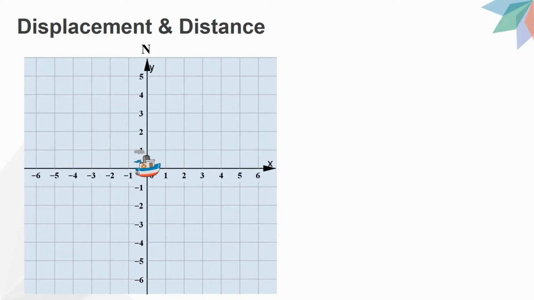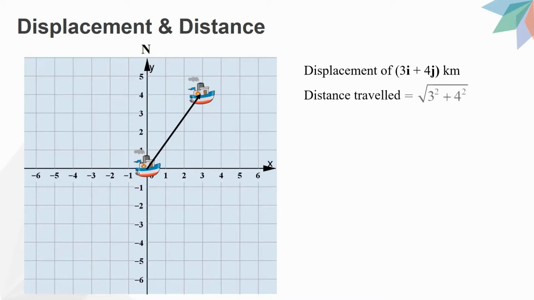Alright, we are going to look at the application of displacement. So let's look at this shape that is at the position of 0, 0. It's going at a displacement of 3i plus 4j, so it will be at this location. We can find the distance traveled by finding the magnitude of 3i plus 4j. Using Pythagoras theorem, the distance traveled is 5 kilometers.